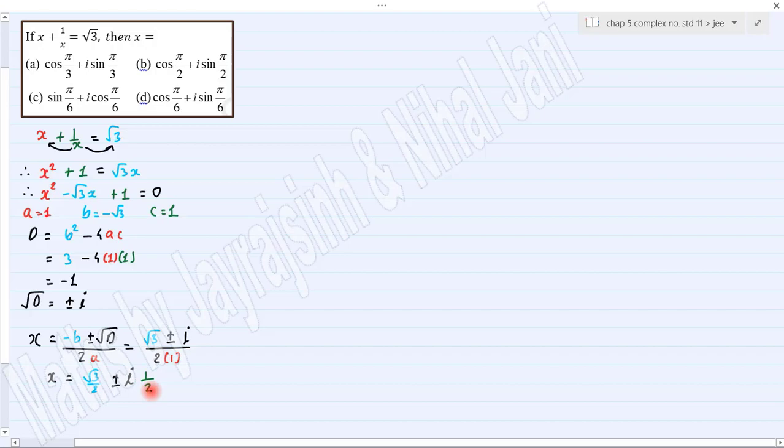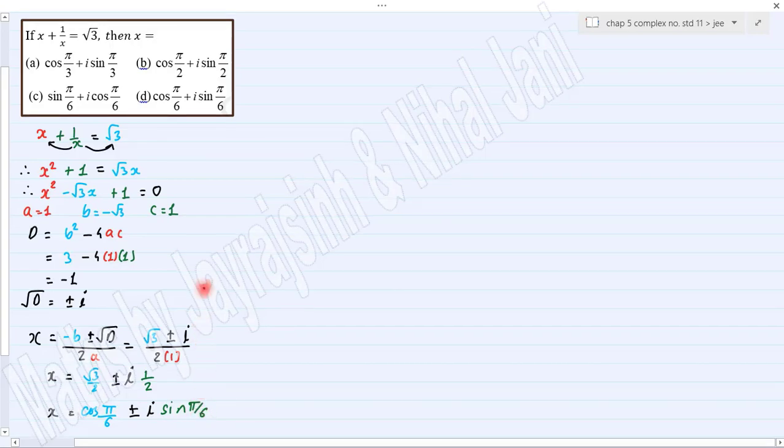Or if we try to convert into the polar form, we can say your x must be, instead of root 3 by 2, cos pi by 6 plus or minus i times, instead of 1 by 2, we can say it is sin pi by 6. In option D, we have cos pi by 6 plus i sin pi by 6, which we consider as a final answer. Ta-da! So this one is your conventional way.